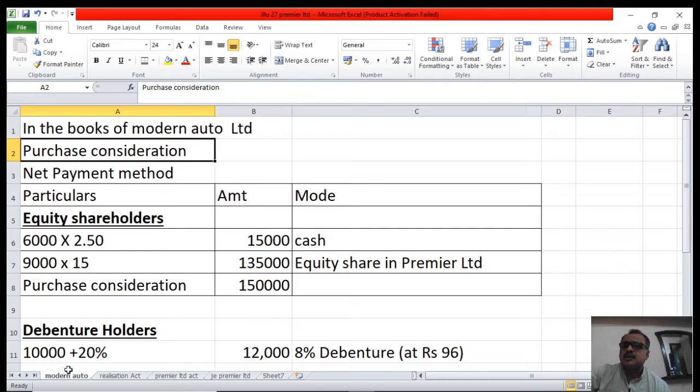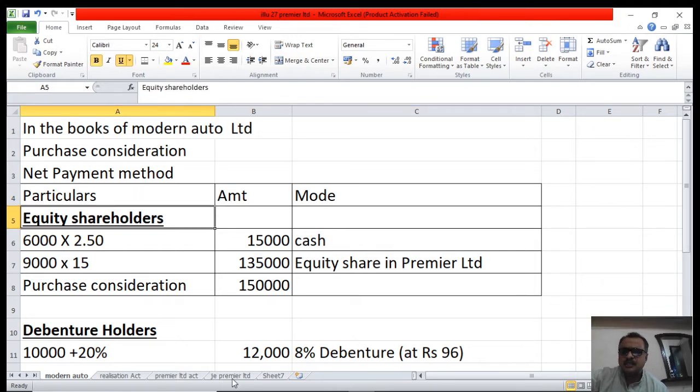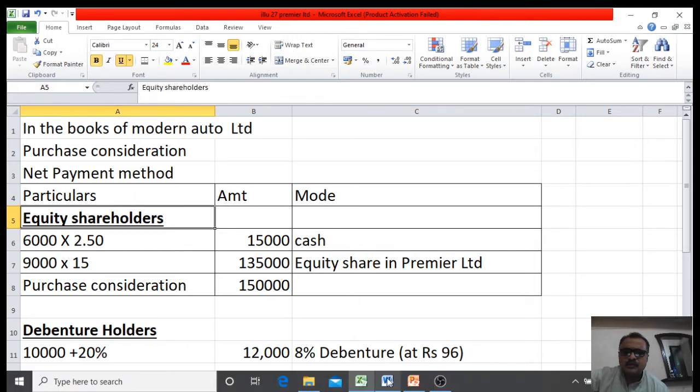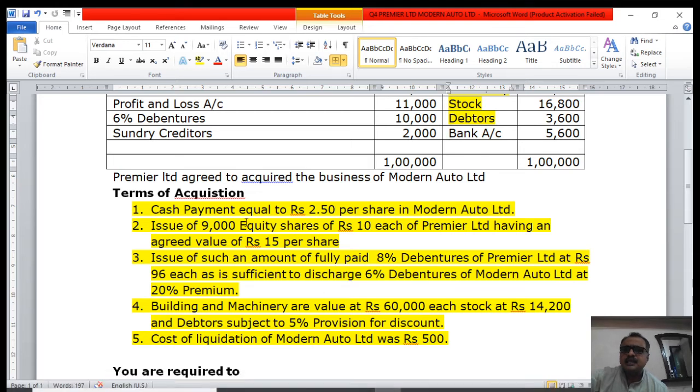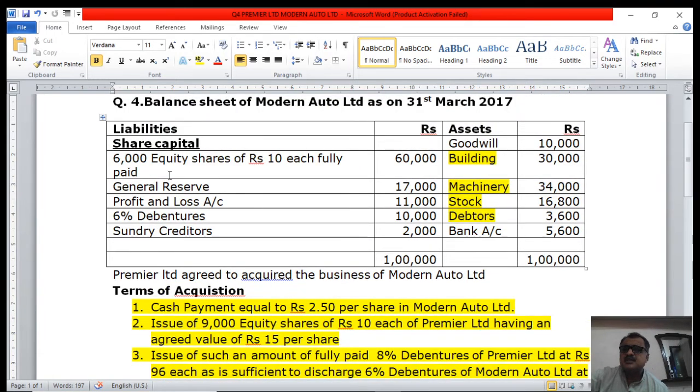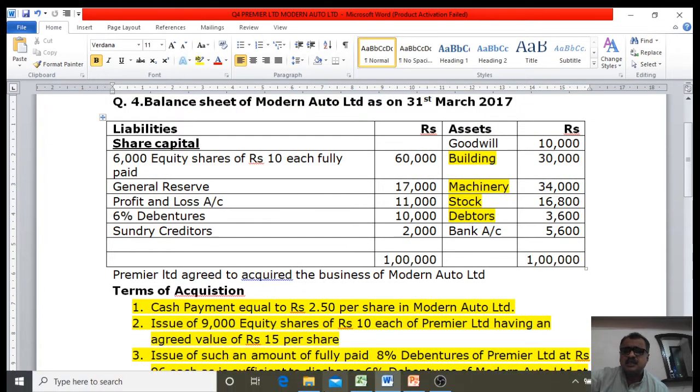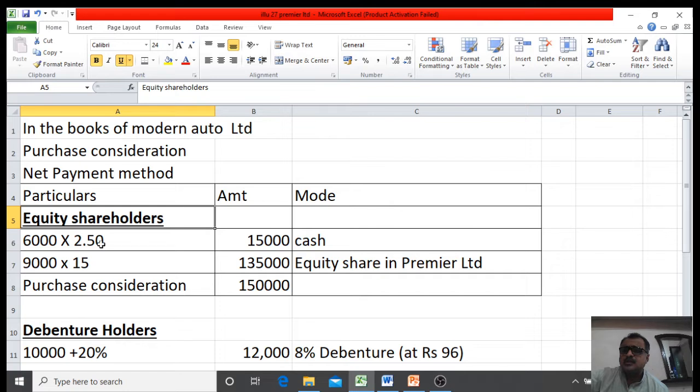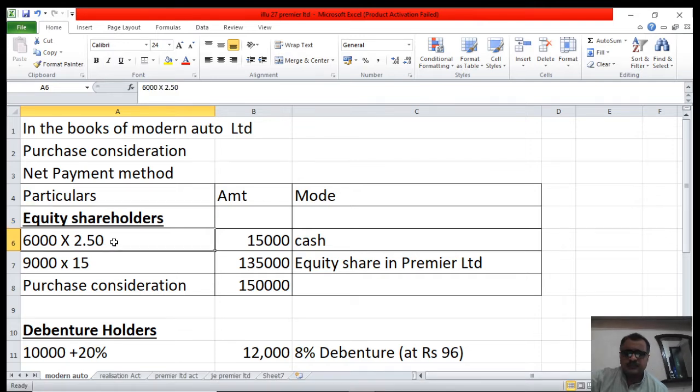So in the books of Modern Auto Limited, purchase consideration, net payment method, particulars, amount and more. These are the columns. First for equity shareholders. Point number 1, they are telling that cash payment equal to rupees 2.50 per share in Modern Auto Limited. The number of shares in Modern Auto Limited is 6,000. So 6,000 into 2.50 per share comes to 15,000. So this 15,000 will be given in cash.